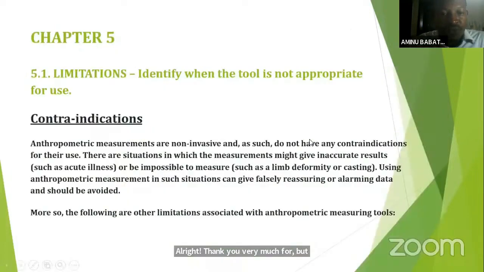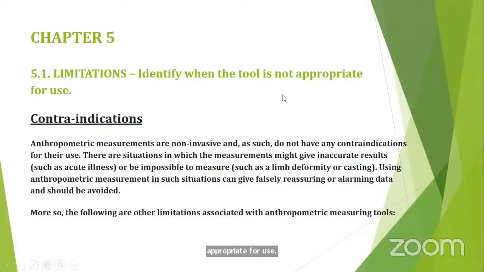I guess we should move to chapter 5 now. Okay, so yes, you have the floor. Okay, so the limitations. You get to know the things that could cause lapses or that could make you not have accurate results. That's what they call the contraindications.